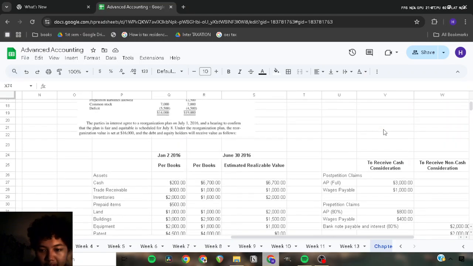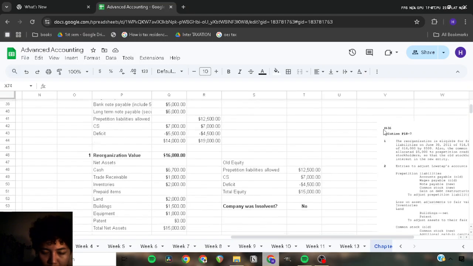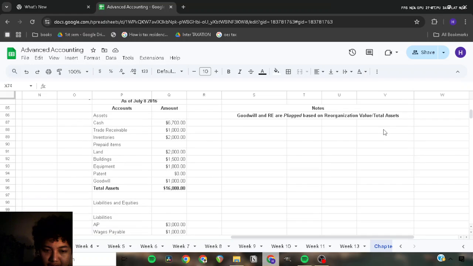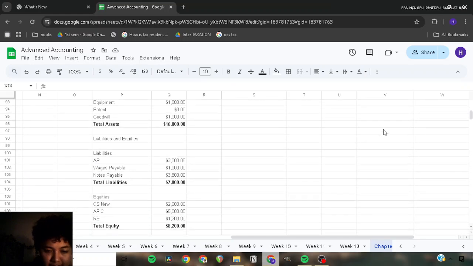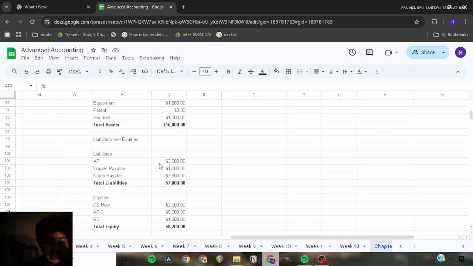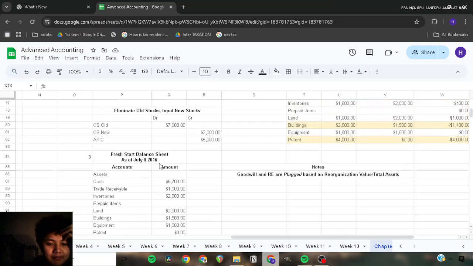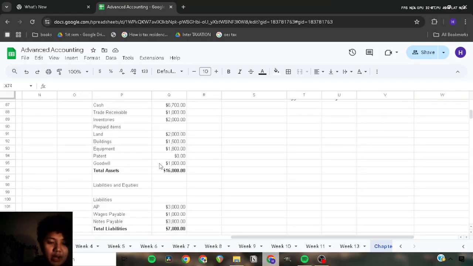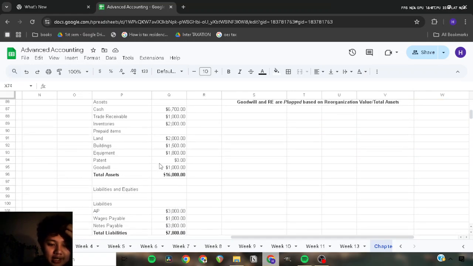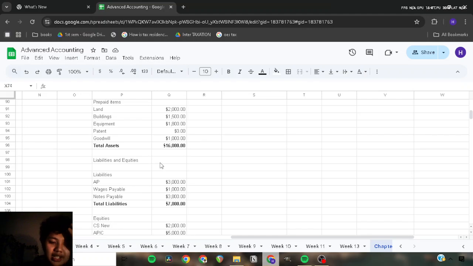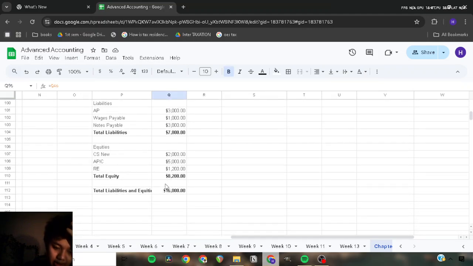And for number three, we have to prepare a new balance sheet. And so I just prepared a new balance sheet. It goes like this. Maybe what I want to say about this is that notice how the total asset is 16. This is also 16, equity and liabilities.